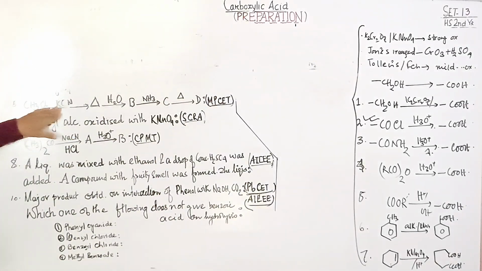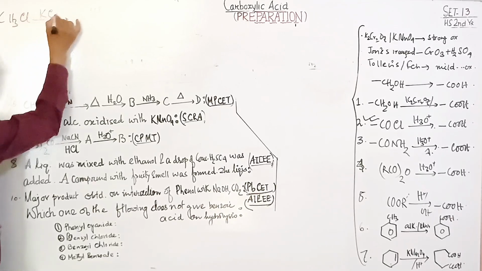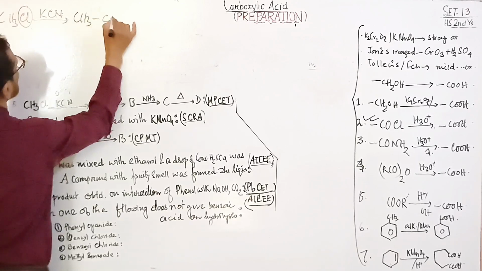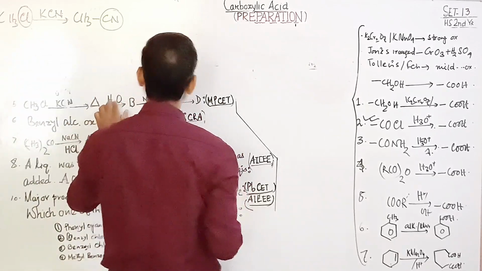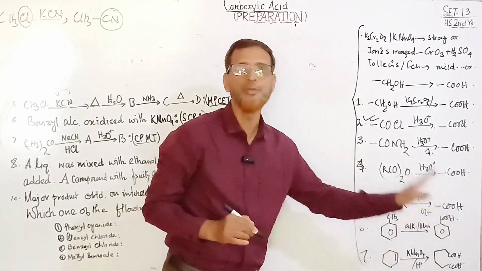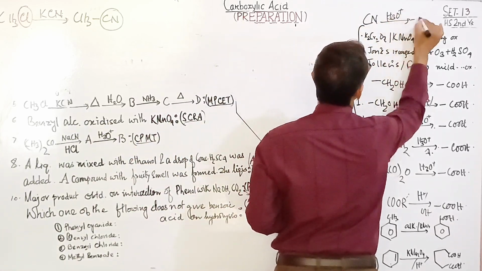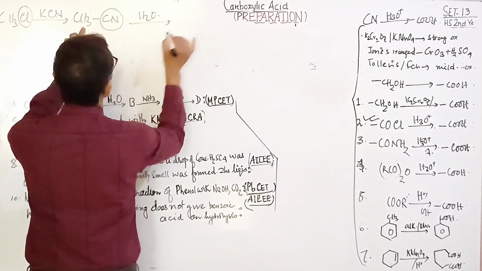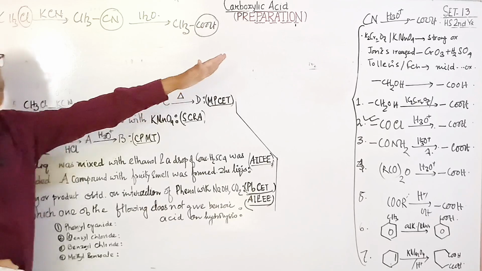Next one is CH3Cl with cyanide. Very simple, this Cl on CH3 will become CN. And if you acid hydrolyze it with water, cyanide CN on acid hydrolysis always gives you COOH. So on acid hydrolysis, this will give you CH3COOH. It is a simple rule, you follow this one.